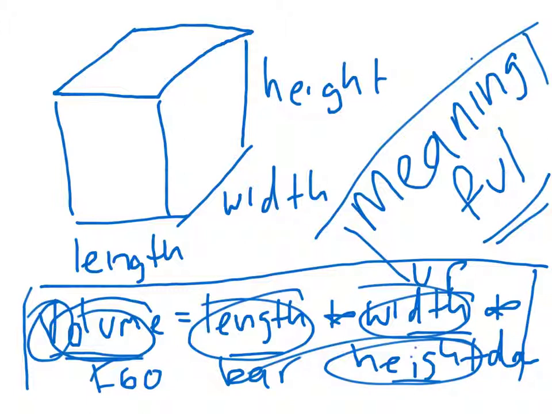So when you're naming your variables, try and give them meaningful names, something that will make sense to you when you come back to the code and try and work out what it is you were doing.